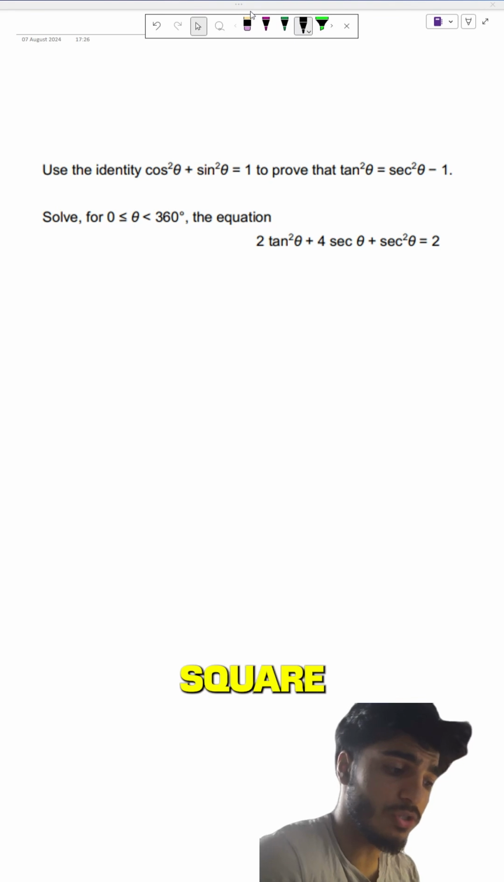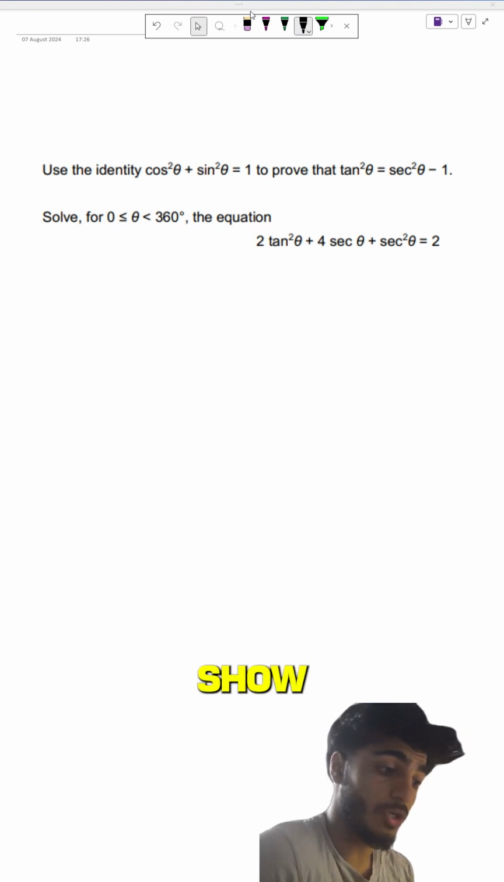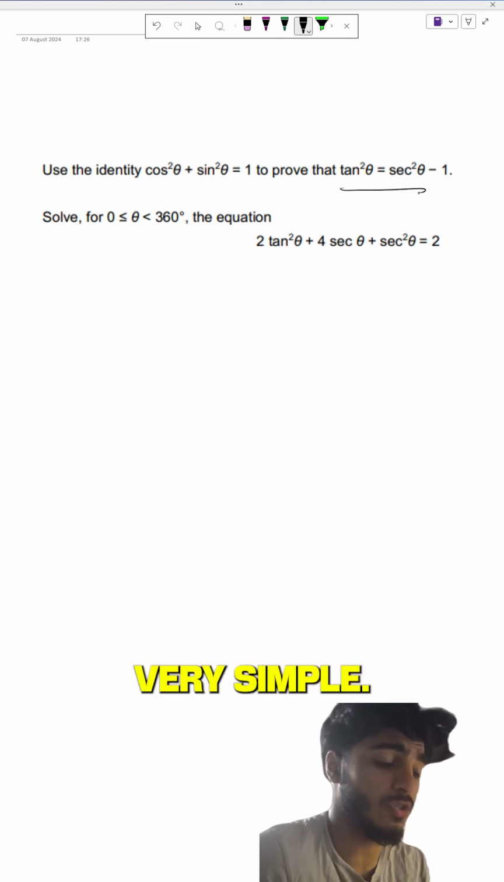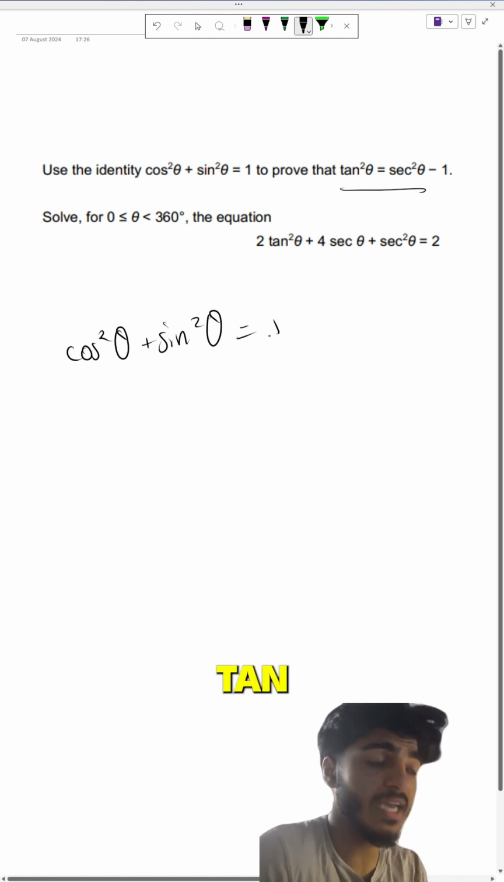The identity cos squared plus sine squared equals 1. I'm going to show you how to use that to prove this. It's very, very simple. And we want to try to get a tan and a sec.